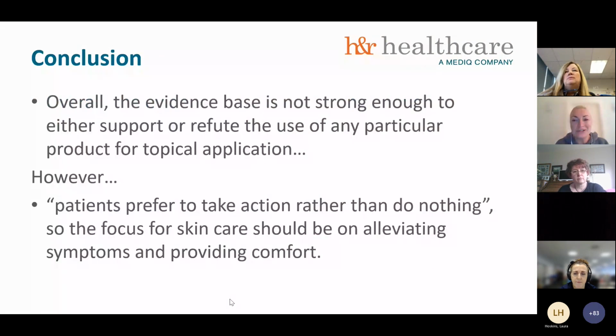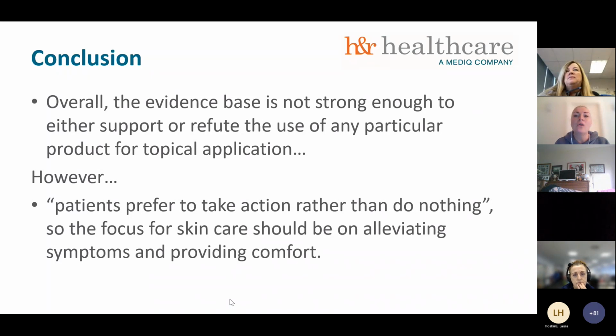So, in conclusion, and I suspect that this was probably some of the thoughts we had at the beginning, which is why I'm being very passionate about encouraging you to share best practice, encouraging you to share anything unusual that you may have tried. We know overall that the evidence base is not strong enough to make very, very specific black and white decisions around particular products for topical application.